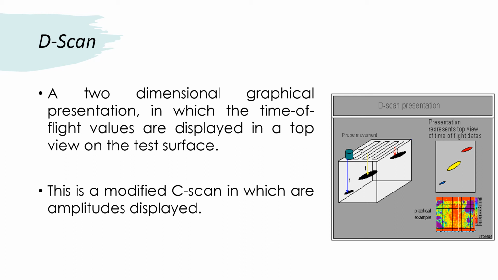Two-dimensional graphical presentation in which the time of flight values are displayed in the top view of the scanned surface. So this is the modified C scan, in which the amplitude is displayed. This scan is basically none other than the modified display of C scan.